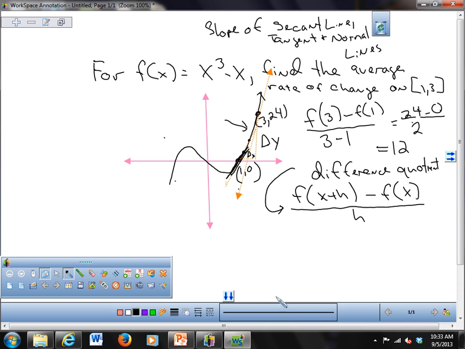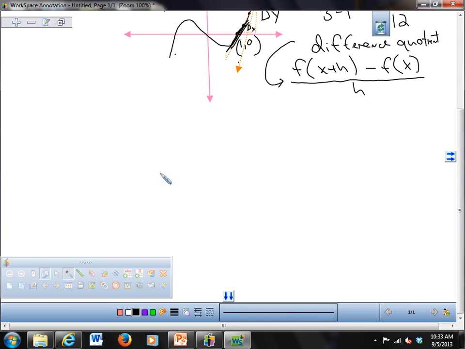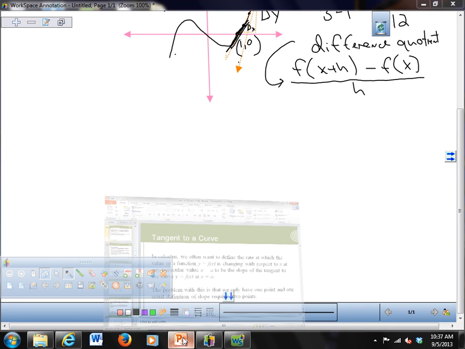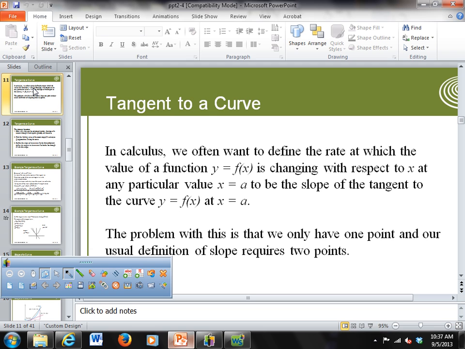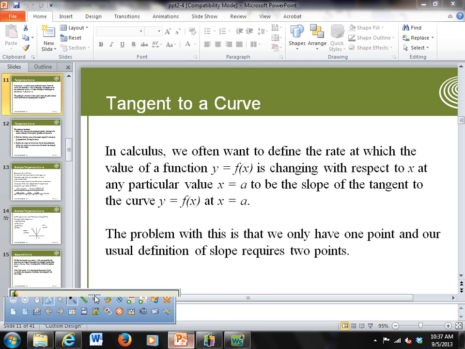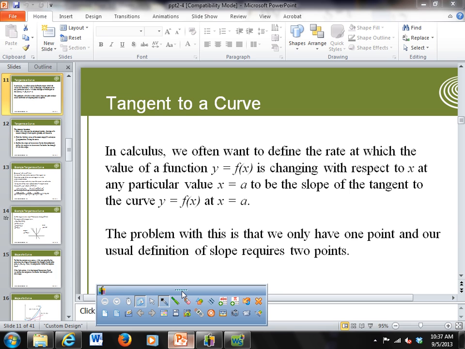So, I'm going to have a slide here in a second. Where is it? I got it. PowerPoint. It says go to slide 11. Look. So it says in calculus, you don't have to write all this down. We often want to define the rate at which the value of the function y equals f of x is changing with respect to x at any particular value, x equals a, to be the slope of the tangent line to the curve y equals f of x at x equals a. The problem with this is that we only have 1 point, and our usual definition of slope requires 2 points.